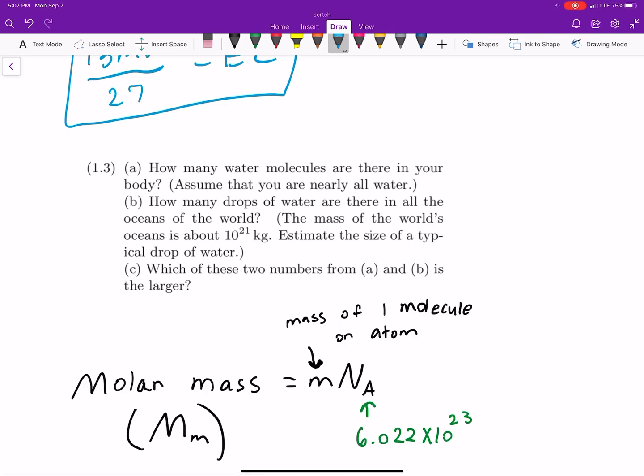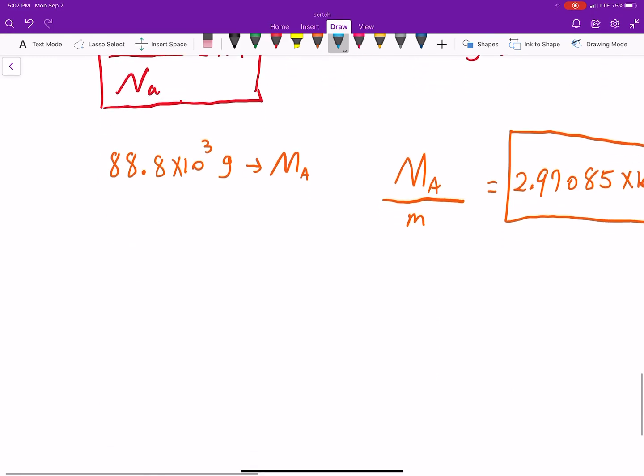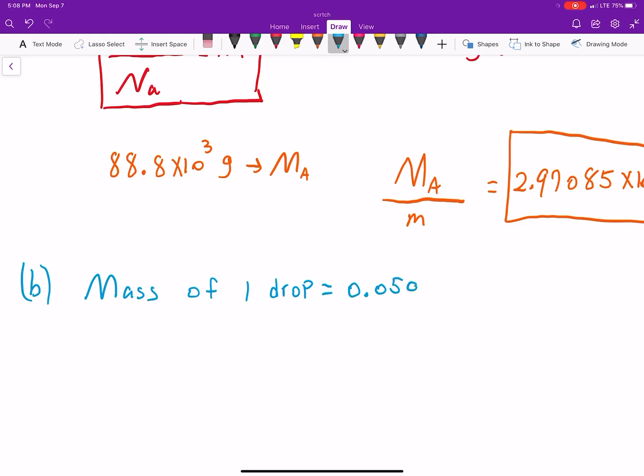And then part B says, how many drops of water are there in all the world's oceans? And then it tells us the world's oceans are about 10 to the 21st kilograms. Again, I utilized Google, and I found that the mass of one drop of water is about 0.05 grams.